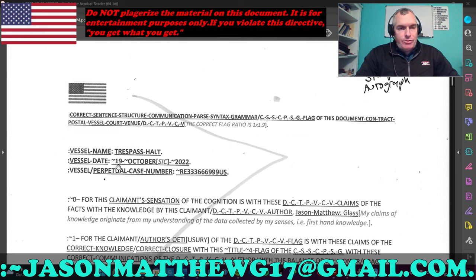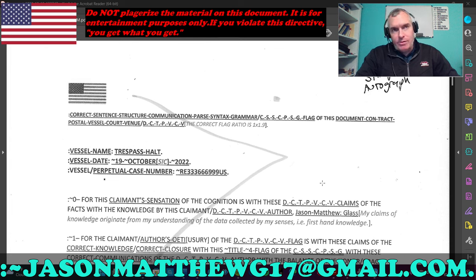So we've given some closures here. We've given closure to the vessel name, the vessel date, and the vessel number, which is just the registered post number that you would get at your postal station if you mail this registered. You can mail it registered. You can mail it certified. You also get a number with certified mail, whichever. I prefer to use registered mail for most things, though, but not all things.